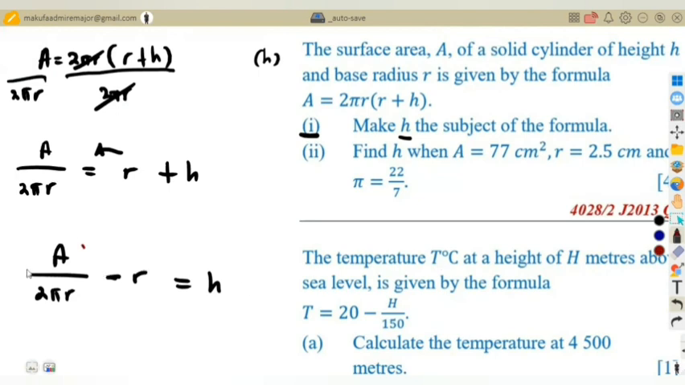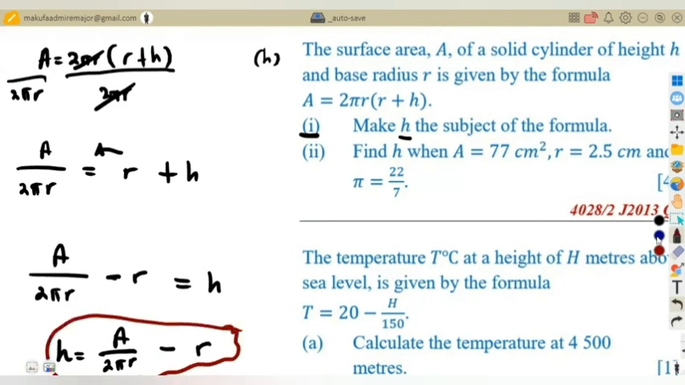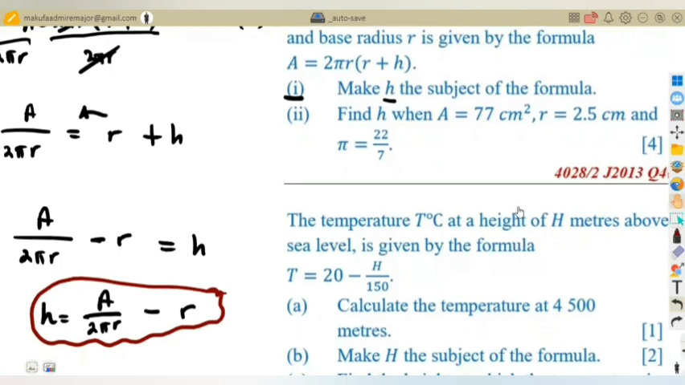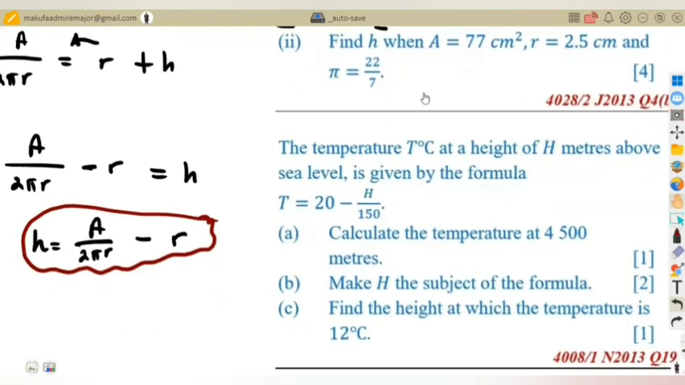It's not part of this fraction. It's separate. It's minus R on its own. So you're supposed to be careful on that part. So therefore, we are saying H is equal to A over 2 pi R like this. Whatever we get, we subtract our R. That is how we're supposed to have our H as the subject. And after making H the subject, now they are saying find H if A is 77. So here we talked about this. This one is just going to be a normal substitution that you are going to make.